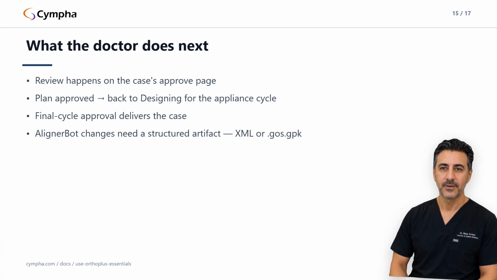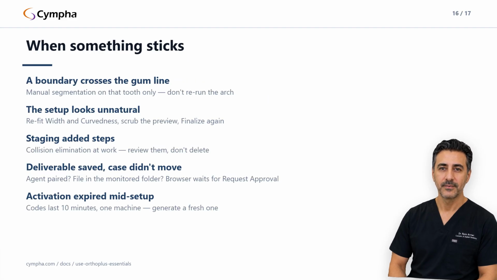The five most common sticking points. Automatic segmentation puts a boundary across the gum line on one tooth. Fix that tooth with the manual tools: define tooth boundary, segment tooth, adjust tooth boundary, and leave the arch alone. The finalized setup looks unnatural. The arch curve is the culprit most of the time. Refit width and curvedness, scrub the preview, finalize again.